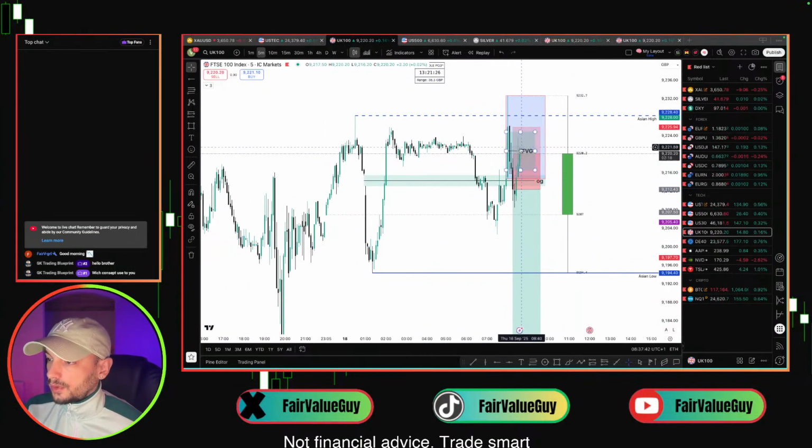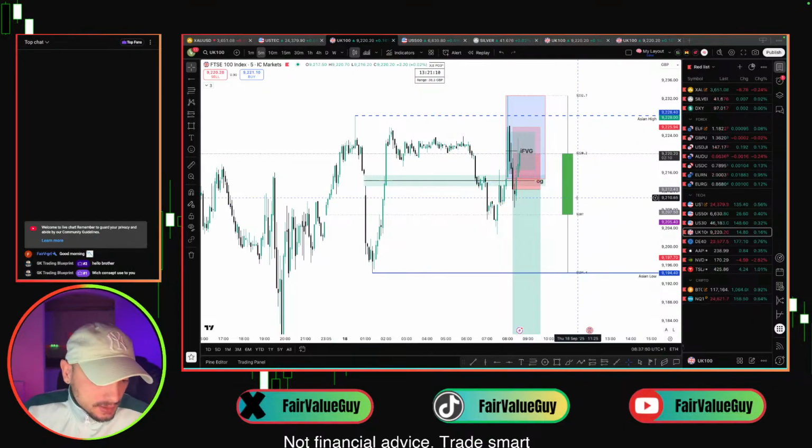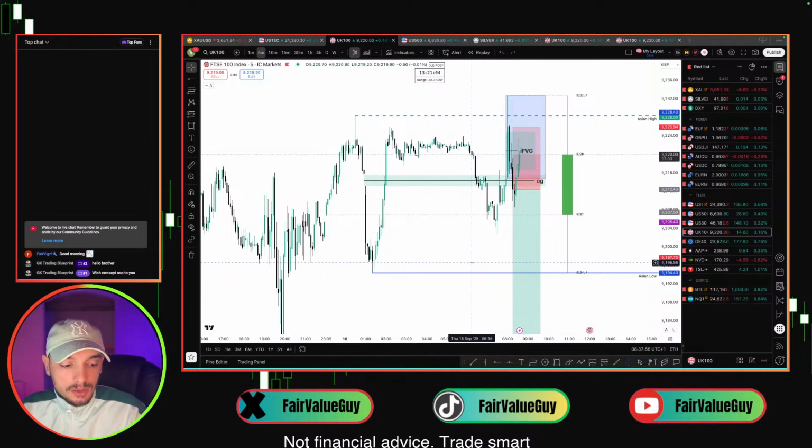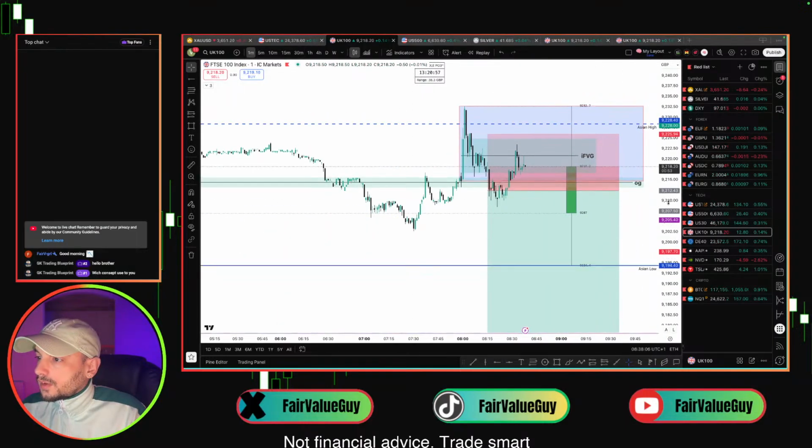But let's see, we retrace more than 50% of the inverted fair value gap, but despite that, buyers are coming in strong, so we need to see some sellers.